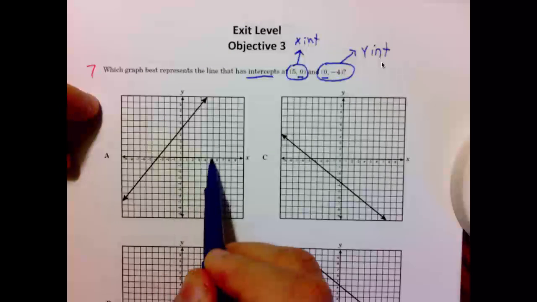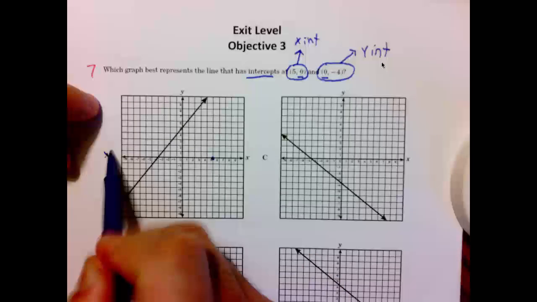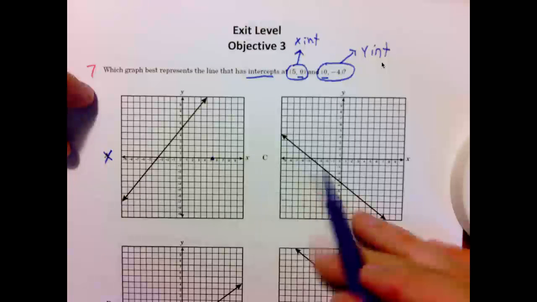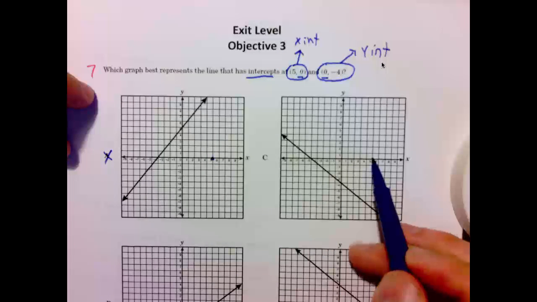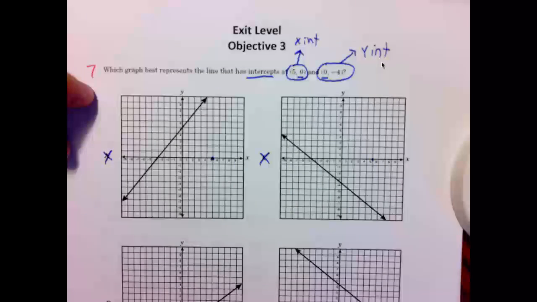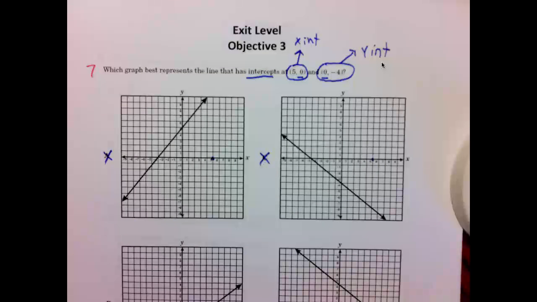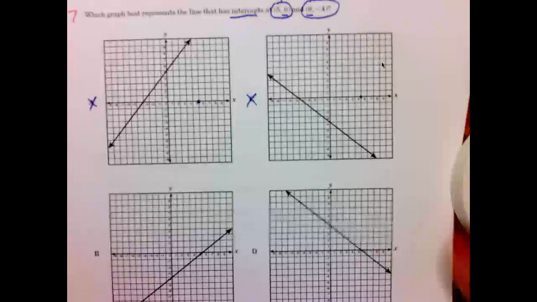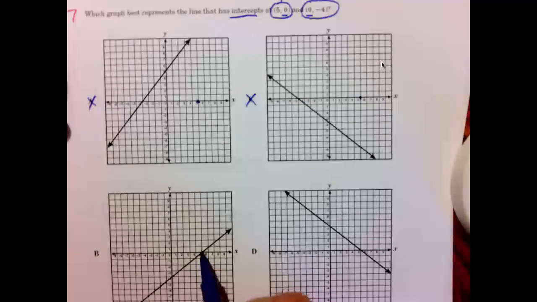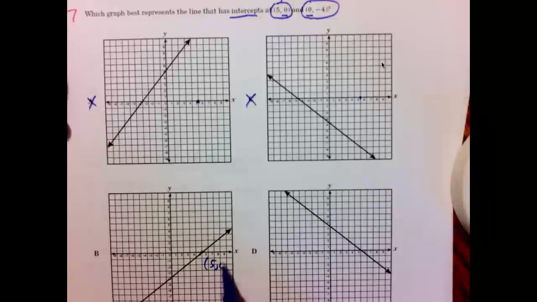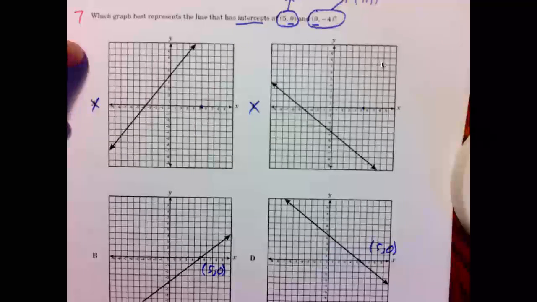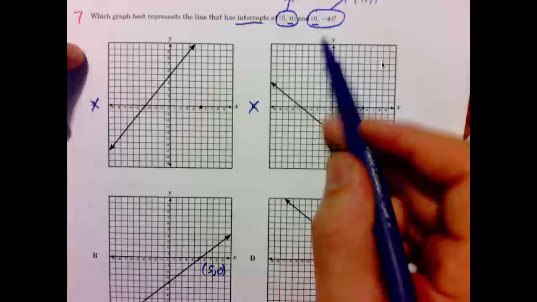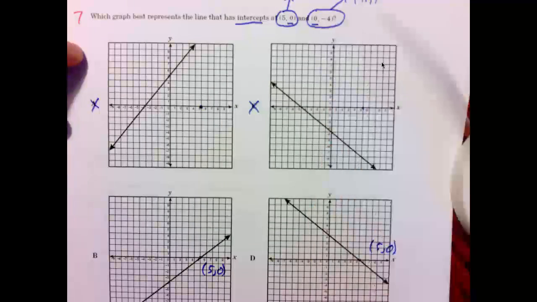Well, here you move 5 to the right, you see A is not it. Looking at C, move 5 to the right. No point there. B and D both have the point (5, 0). Here, 5 pairs with 0. Here, 5 pairs with 0. So the y-intercept will come into play for us. (0, -4). Negative 4 on the y-axis.